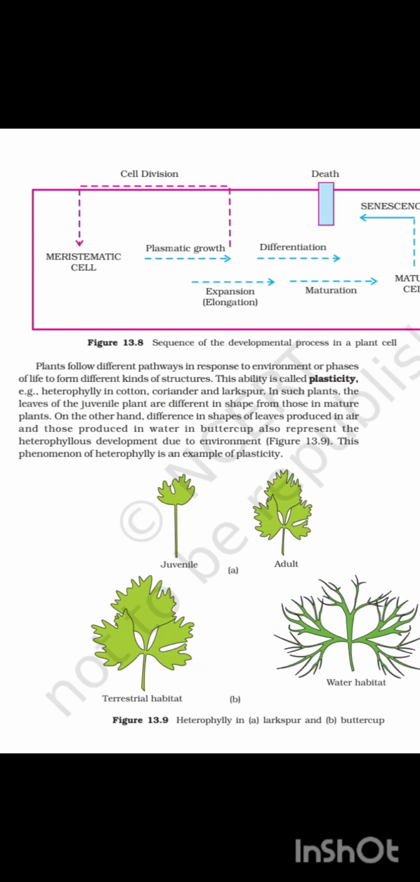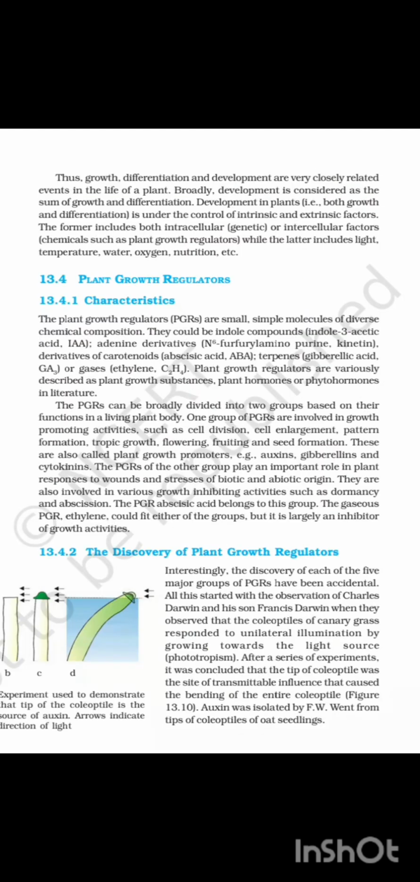Example: heterophylly in cotton, coriander and larkspur. In such plants, the leaves of the juvenile plant are different in shape from those in mature plants. On the other hand, the difference in shapes of leaves produced in air and those produced in water in buttercup also represents heterophyllous development due to environment. Figure 13.9: This phenomenon of heterophylly is an example of plasticity. Figure 13.9: Heterophylly in A. Larkspur, B. Buttercup.